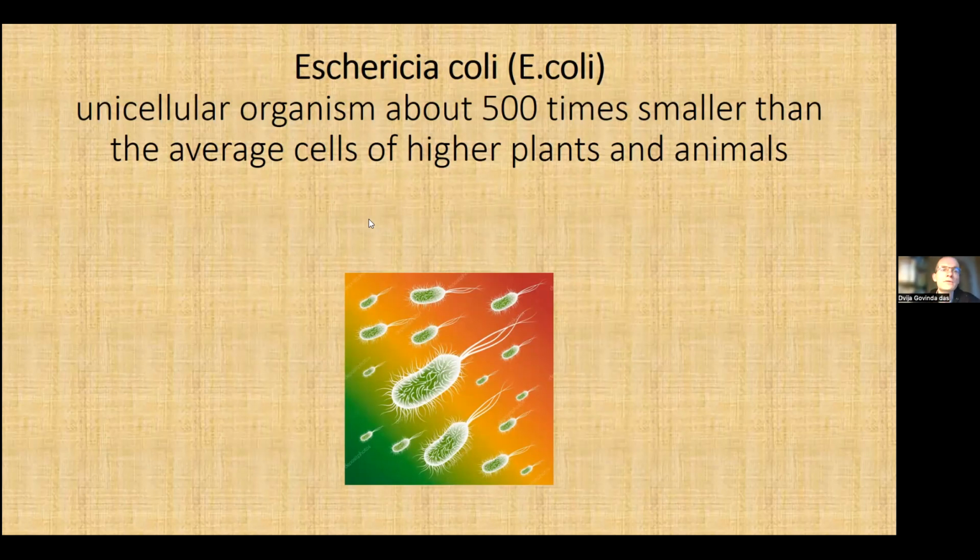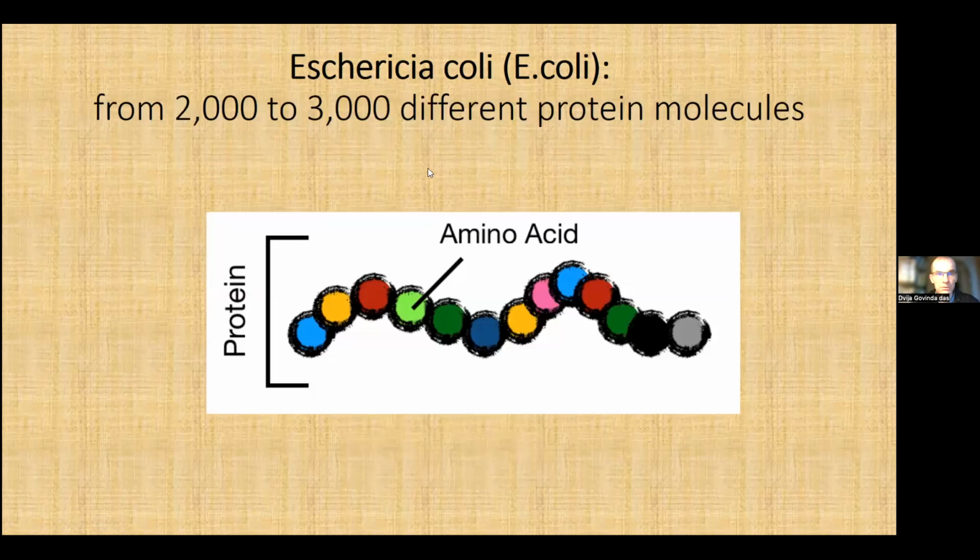So Escherichia coli is a unicellular organism which has a very small size, about 500 times smaller than the average cell of higher plants and animals. This is Escherichia coli. Hope I pronounce it correctly. I was training with Google Translator. Hope I pronounce it properly. Also it is known that it contains from 2,000 to 3,000 different types of protein molecules. So different protein molecules constitute the cell. Not only that, but basically each Escherichia coli cell contains several thousands of protein molecules. And what can we say about a protein molecule?